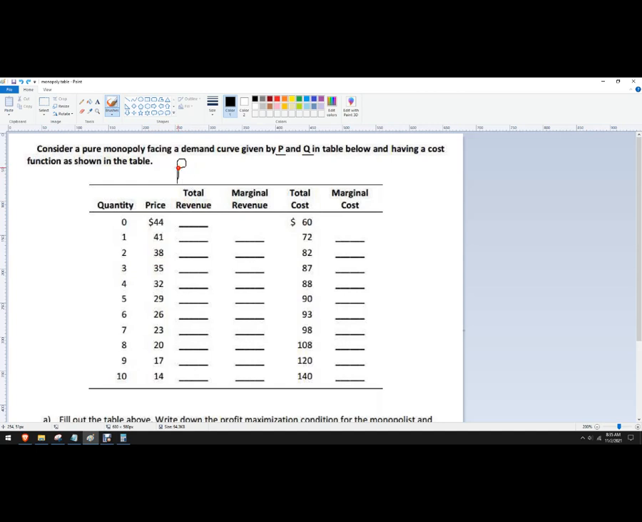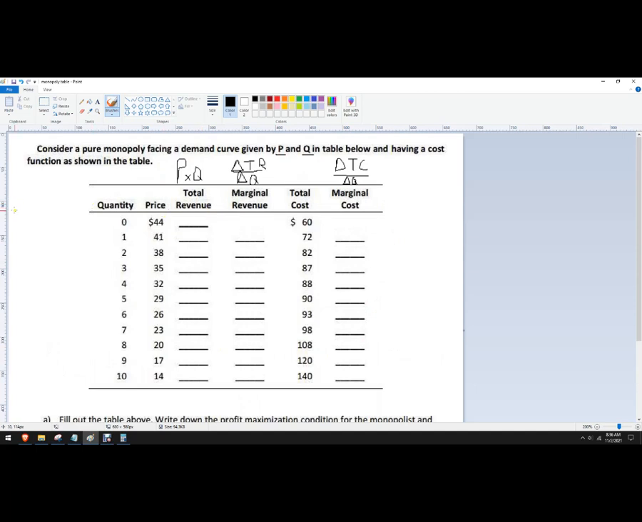Total revenue is the amount of money in the cash register, so it's price times quantity. Marginal revenue is the change in total revenue divided by the change in quantity. Now, in this particular problem, we're increasing the quantity by 1 every time, so the denominator is going to be 1. Total cost we're given, and then marginal cost is the change in total cost divided by the change in quantity.